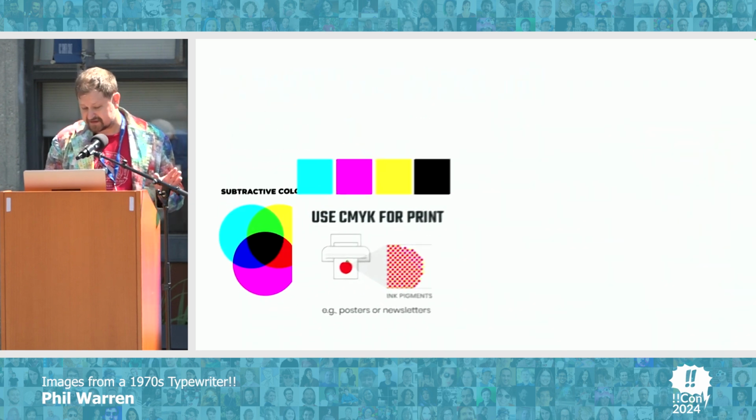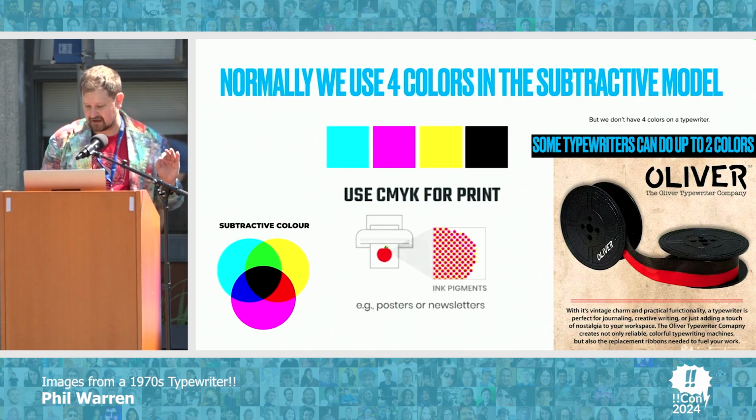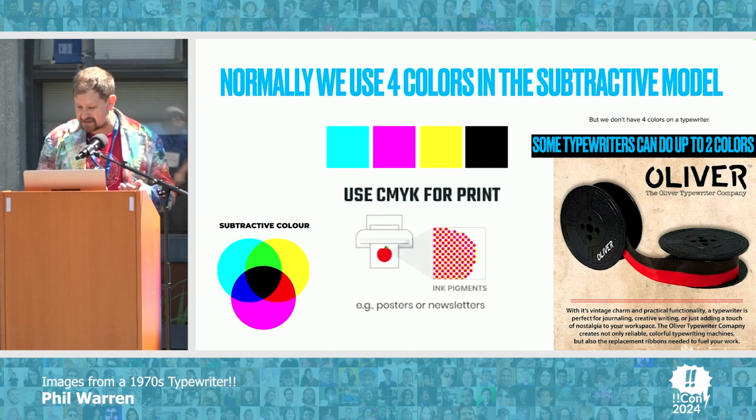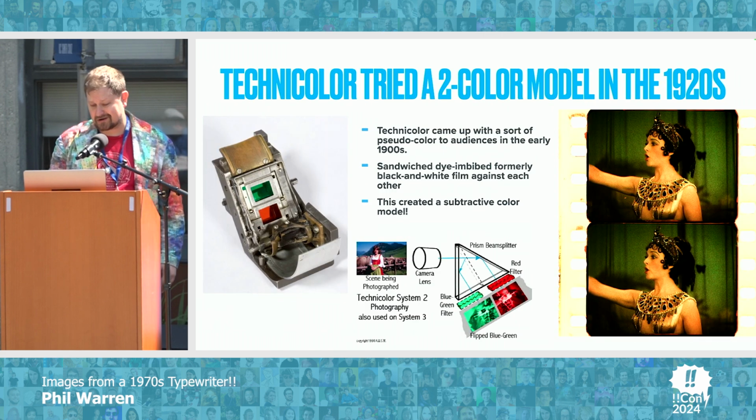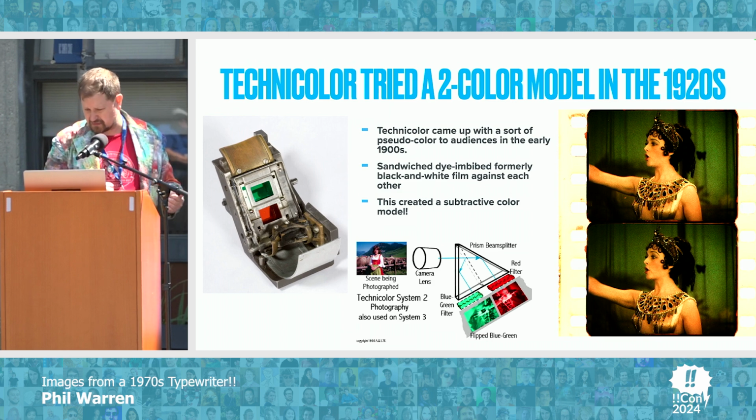Now, normally, we use 4 colors, cyan, magenta, yellow, and black in the subtractive model, but as typewriters can do, at most, 2 colors, we're going to set that as the limit for today's project, 2-color imagery. Now, Technicolor tried to pioneer a 2-color model in the 1920s. As they frantically researched how they could do a full color projection, they came up with some stopgaps to present a sort of pseudo-color to audiences. They figured out that by using 2 colors, they could sandwich the film strips together for a subtractive model.